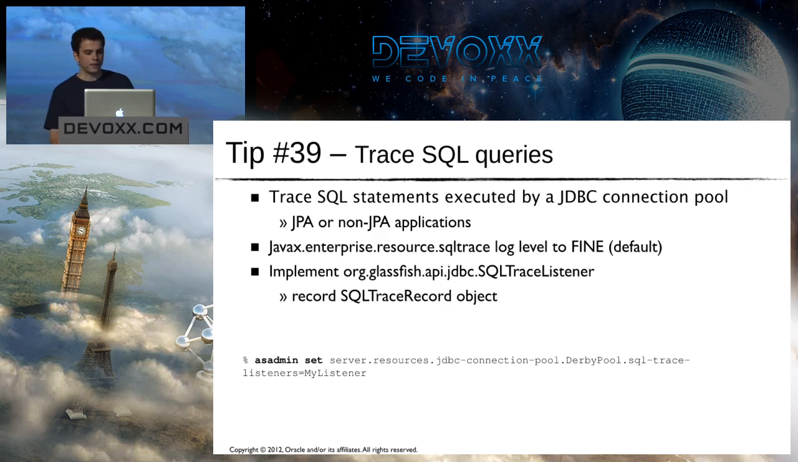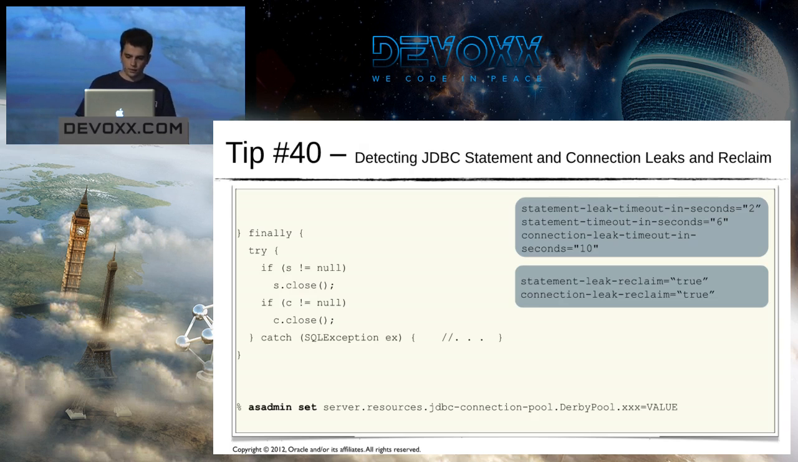So yeah, there is a very nice way if you want to trace the SQL queries in GlassFish. Of course, you can do that with your persistence.xml with JPA, all right. But maybe you want to do that on a much lower level, on the JDBC resource level. So there is an API in GlassFish, SQL trace listener. You implement this interface, and then you can record the SQL trace. So let me show you how it looks.